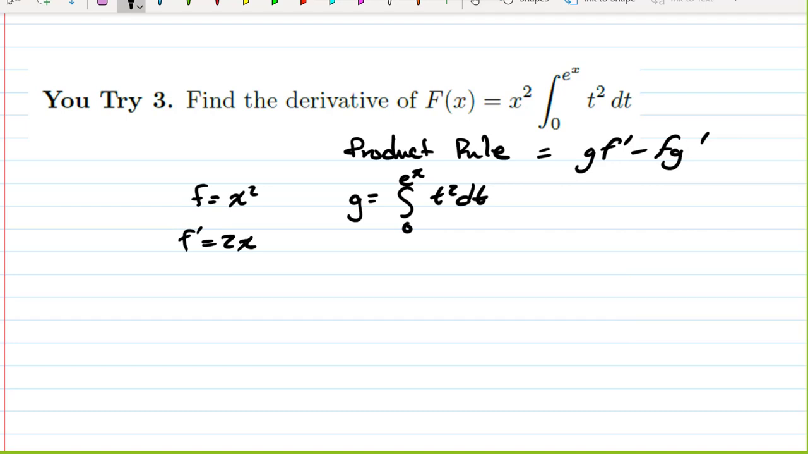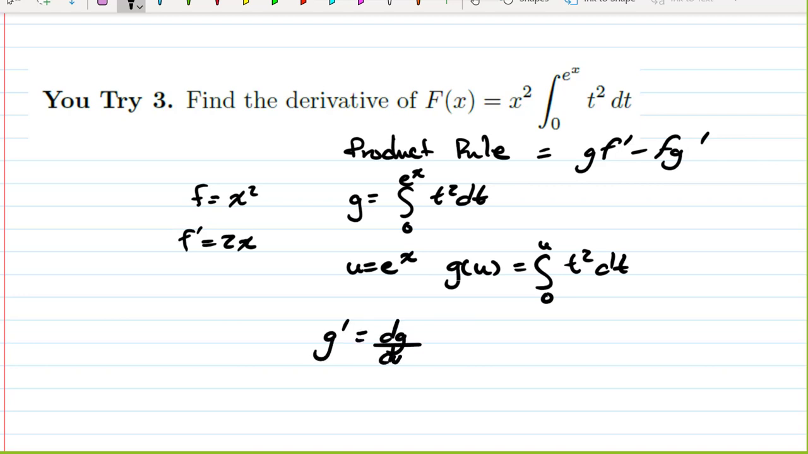But g, we're going to have to use chain rule. So we have our u equals e to the x, and then our g of u is the integral from 0 to u of t squared dt. So then g prime is dg du times du dx, which is going to be u squared times e to the x, and our u is e to the x, so that's e to the x squared times e to the x.